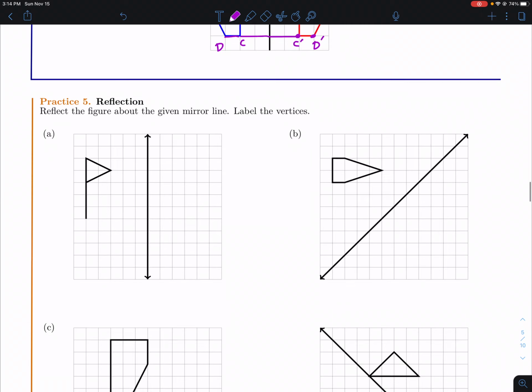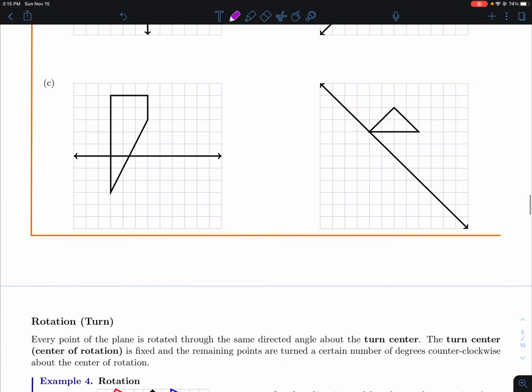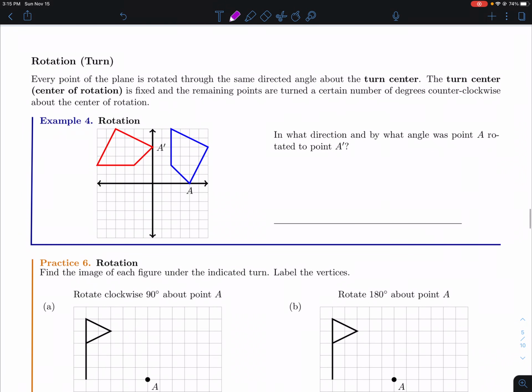So again, pause the video at this point, do these reflections on your own. So again, same idea, label the points however you want to do it. Reflect them over, then relabel the new points, A prime, B prime, C prime, D prime, whatever you get. And then when you're done, unpause the video and we'll talk about a rotation in this case.